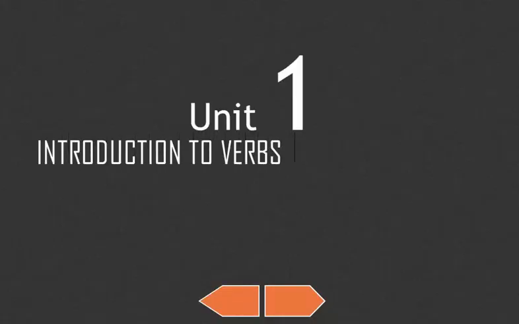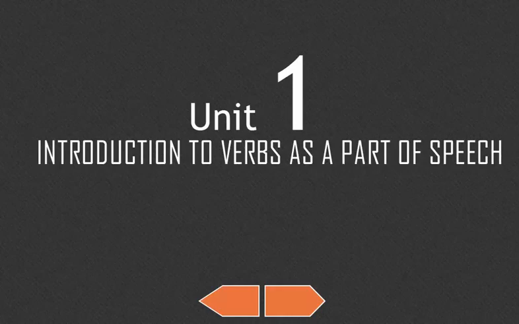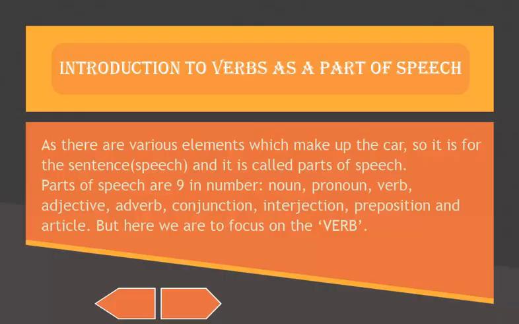Unit 1. Introduction to verbs as a part of speech. As there are various elements which make up a car, so it is for the sentence that is spoken, and it is called parts of speech. Parts of speech are 9 in number: noun, pronoun, verb, adjective, adverb, conjunction, interjection, preposition and article. But here we are to focus on the verb.